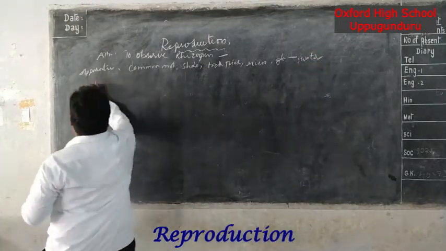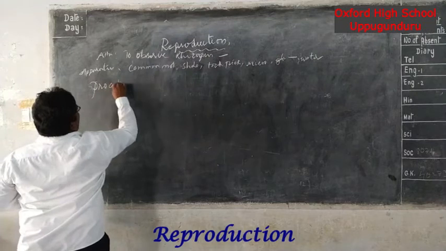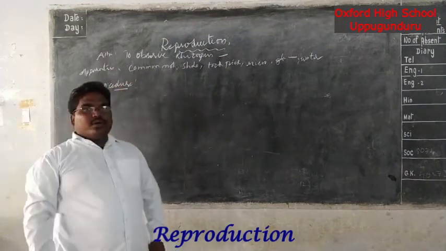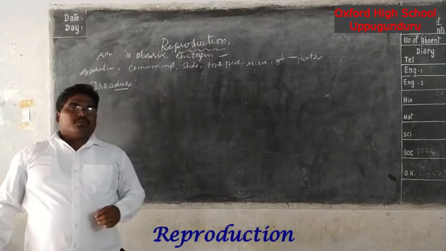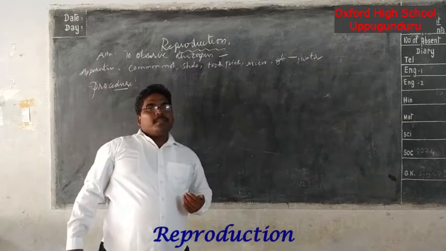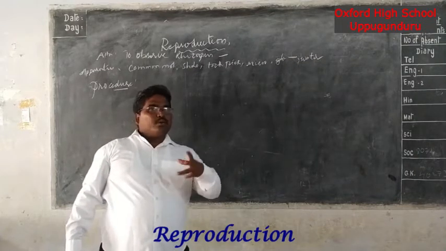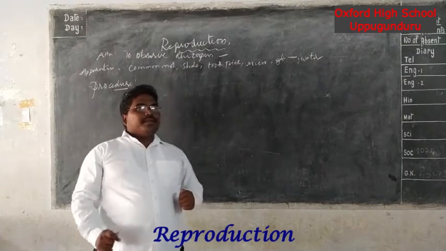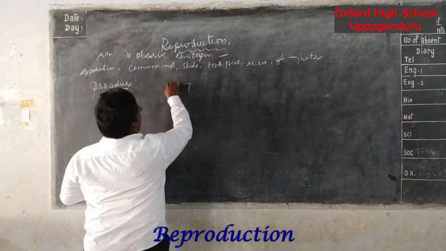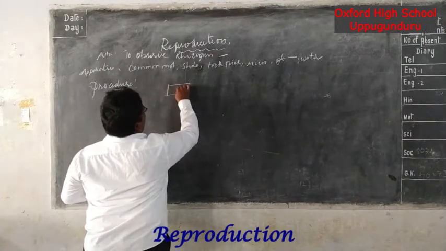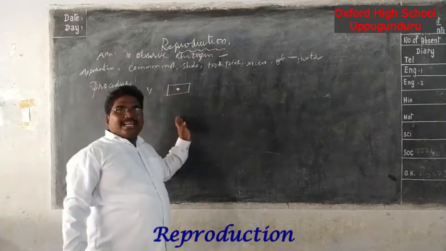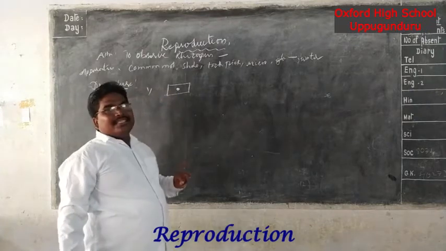In the procedure, I roughly wrote on the board. Follow your textbooks. After developing the bread mold at home, we are examining it. We are going to observe that specimen. Now take a slide and add one drop of water at the center. First point, take a slide and add one drop of water at the center.